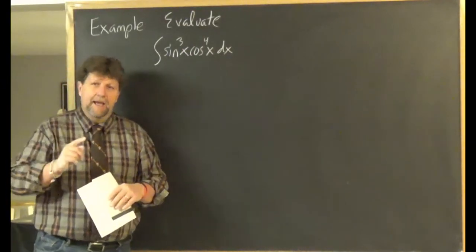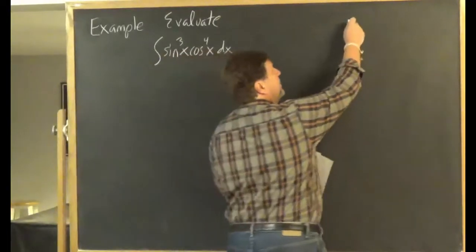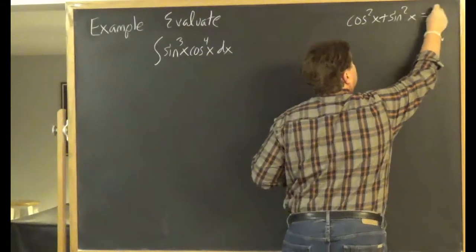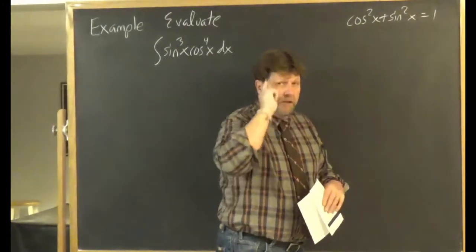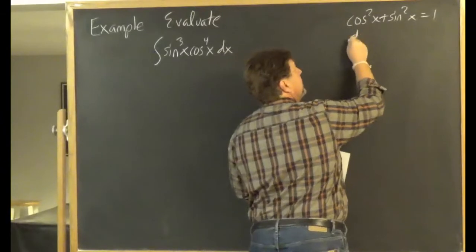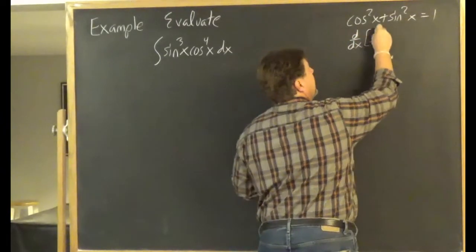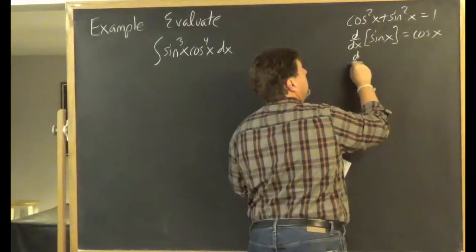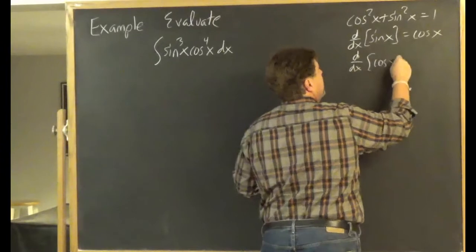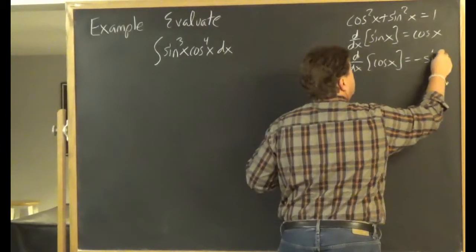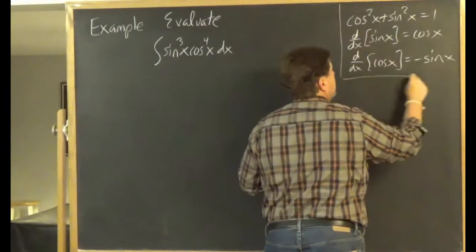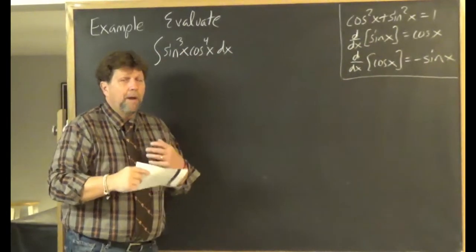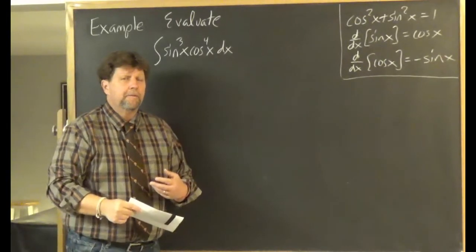what pops into my head immediately is this identity, and that the derivative of sine is cosine, and the derivative of cosine is negative sine. And guess what's popping into my head: those are weapons that will help me attack this integral.